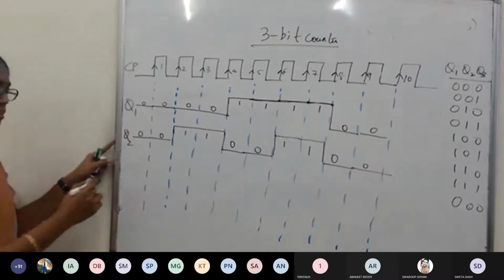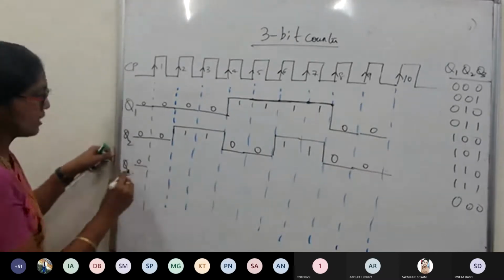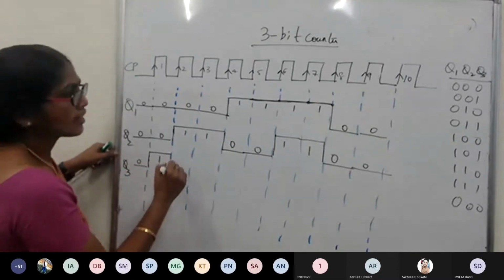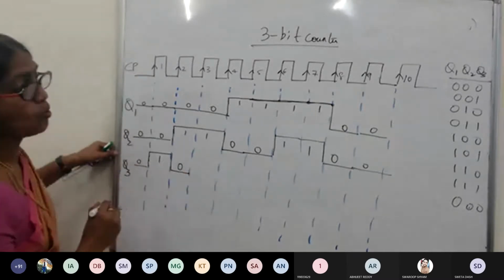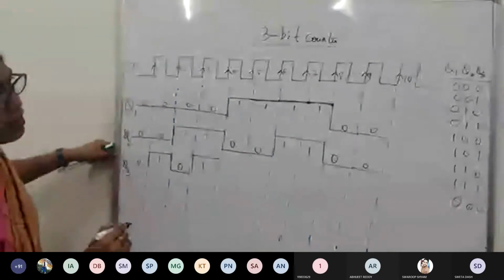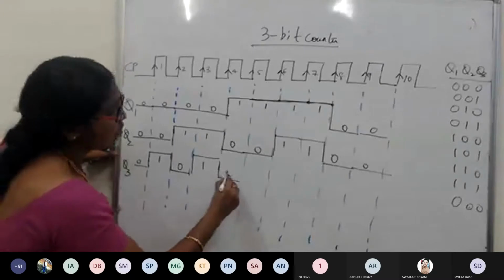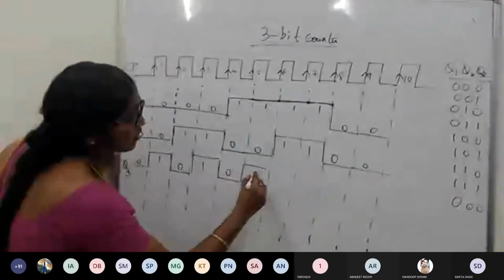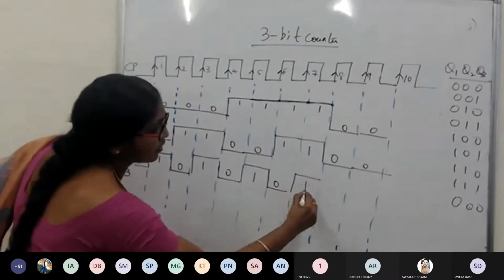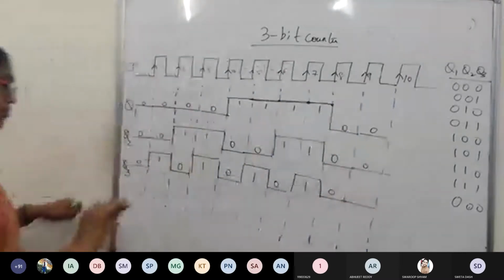Q2, understood? Take Q3 also. Q3: there is a 0, the 0th pulse. Then afterwards, the first pulse. Then again there is a 0. Then again there is a 1. Then again a 0, again a 1, again a 0, again a 1, and then there is a 0, and then it goes on. Is that fine, Q3?